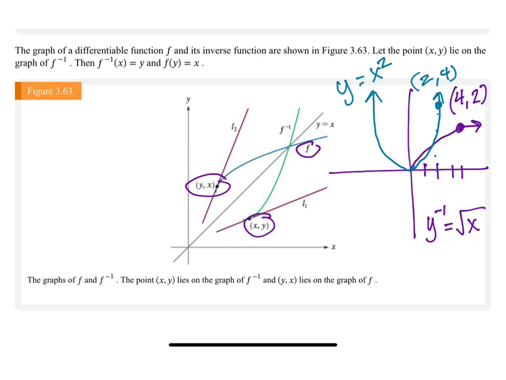It also has information here for f and f inverse with their respective tangent lines.